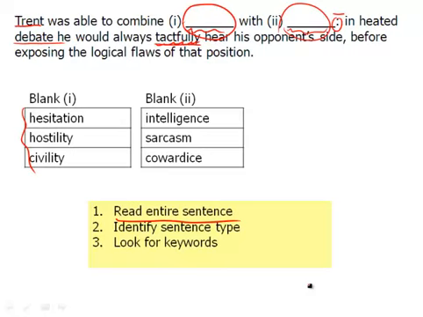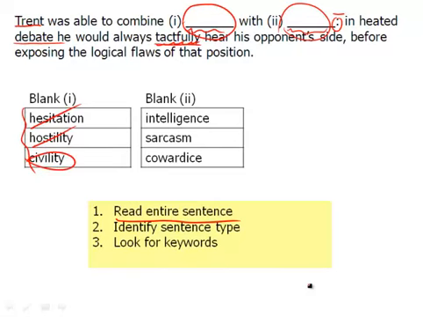To be tactful is to be sensitive in a social setting. And so what word here means, I am going to be sensitive to you and polite? Well, hesitation, no. Hostility, definitely not. If one exercises civility, on the other hand, that person is being kind in social context. They're being tactful, and there's our answer for the first blank.